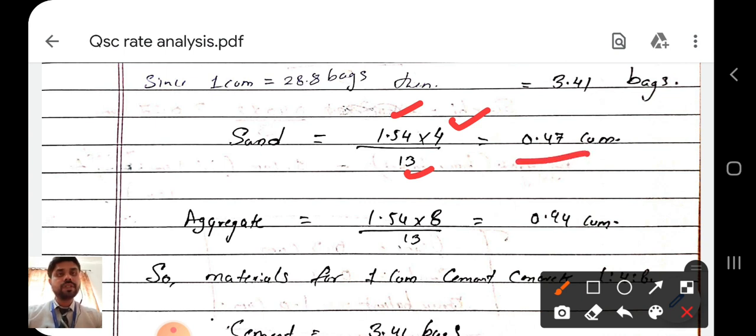Similarly, we will calculate the quantity of aggregate also, in which 1.54 is the dry volume, 13 is the sum of the ratios, and 8 is the ratio of that material, that is aggregate. So we will get the value 0.94 cubic meter.